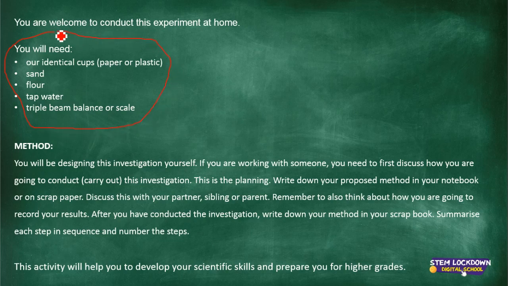You need to conduct your experiment. You'll need to have identical cups. You can either use plastic cups or paper cups. Then you'll need some amount of sand. You can get this from your garden outside. Or if you don't have sand, you can use flour. Then you can use tap water. And then you'll need a scale. If you don't have a triple beam balance scale, you can just use your ordinary bathroom scale.